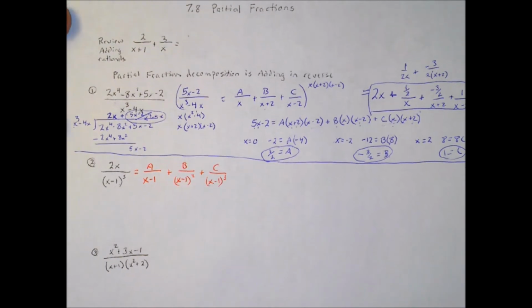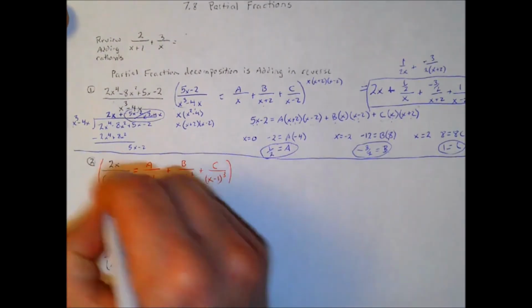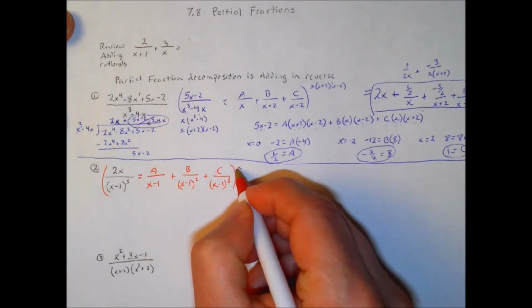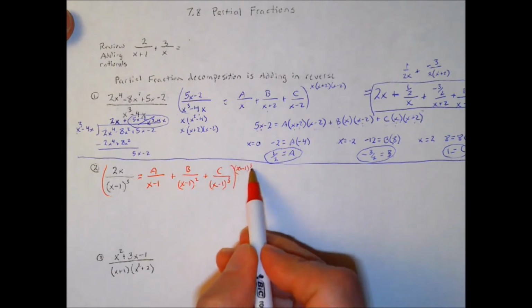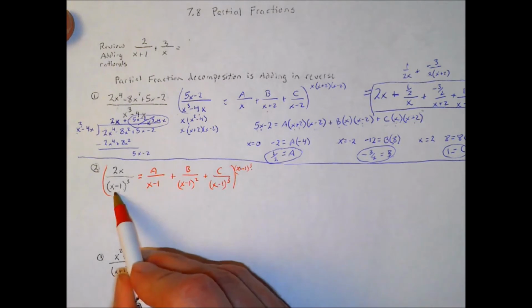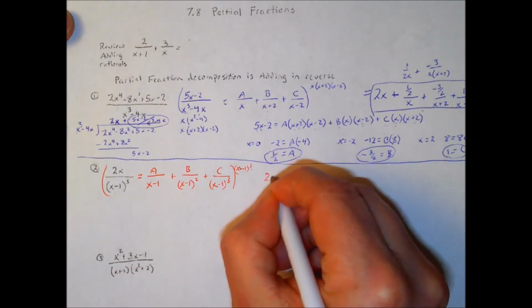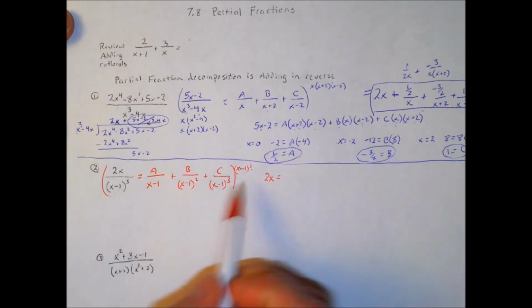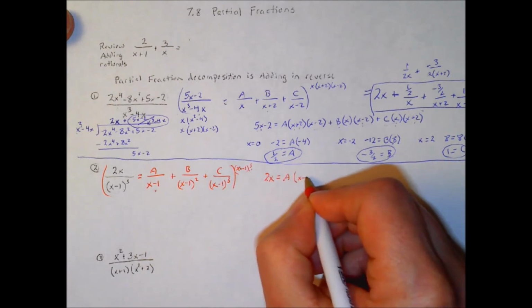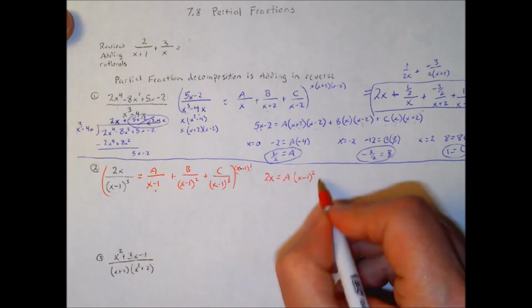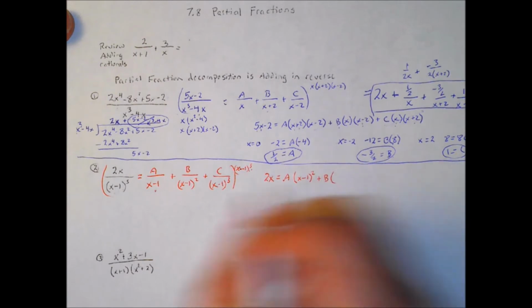We're going to multiply everything by x minus 1 to the third power. So here they both cancel out, I'm just left with 2x. Here one of them cancels out, so I'll have a times x minus 1 squared. B, two of them cancel, so I'm just left with x minus 1. And plus c.